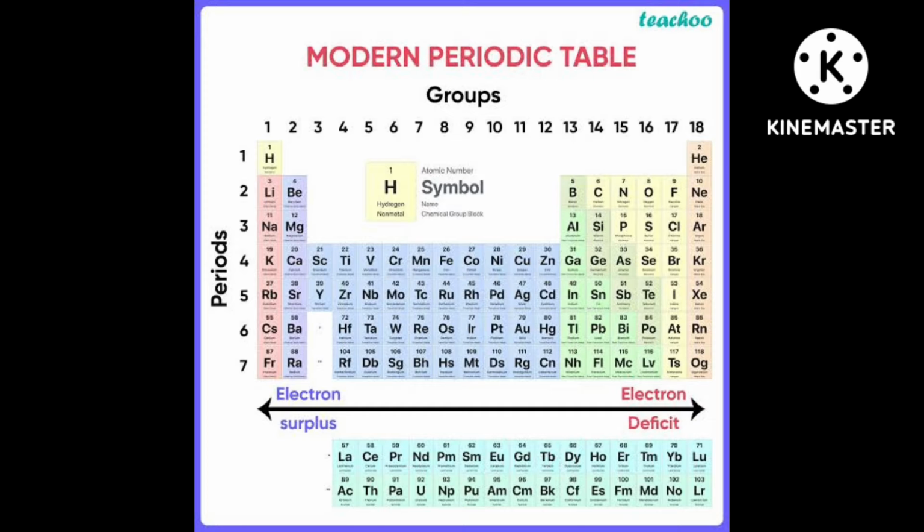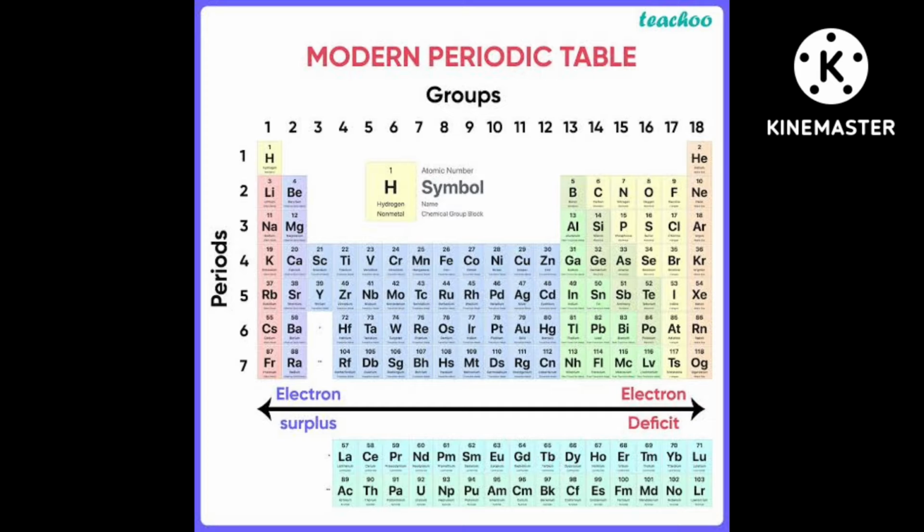Yesterday I discussed the Mendeleev periodic table. Today I am going to discuss the modern periodic law and the present form of the periodic table. What is the difference between the Mendeleev table and this modern periodic table? This you should understand. What is the difference between the two periodic laws? The question is asked also, so I am telling you.